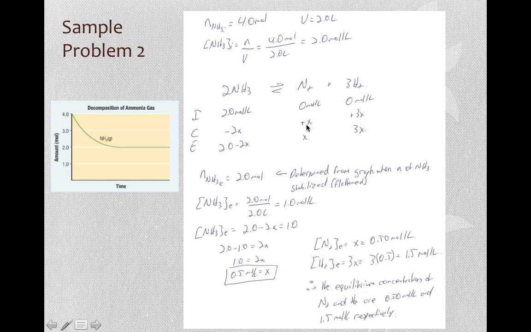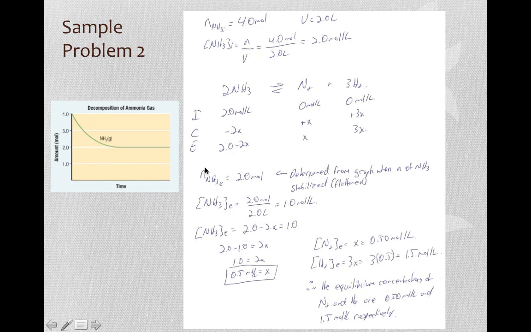Our products are going to increase. N2 is going to increase by positive x, and H2 is going to increase by positive 3x because the coefficient is 3. So for our equilibrium concentrations, we're simply adding our initial and our change. So we're taking 2.0 minus 2x for our equilibrium concentration of NH3. N2 is going to be 0 plus x, which is simply x. Our equilibrium concentration for H2 is going to be 0 plus 3x, which is simply 3x.